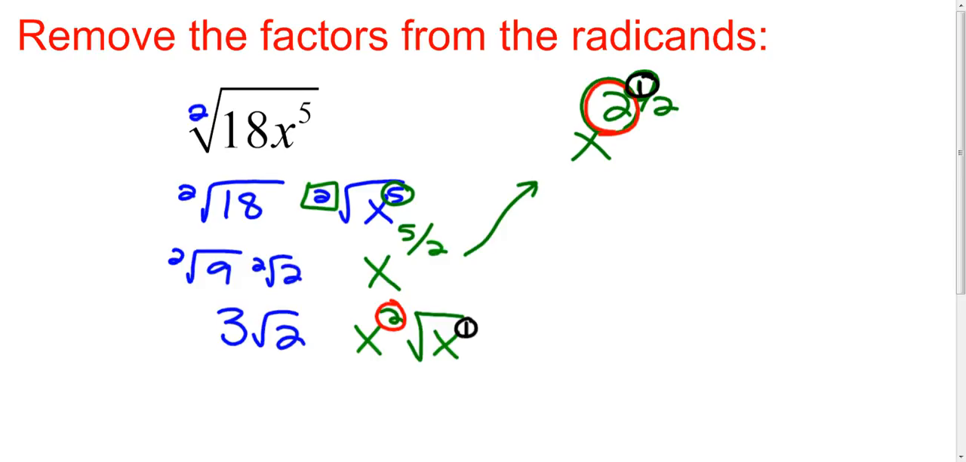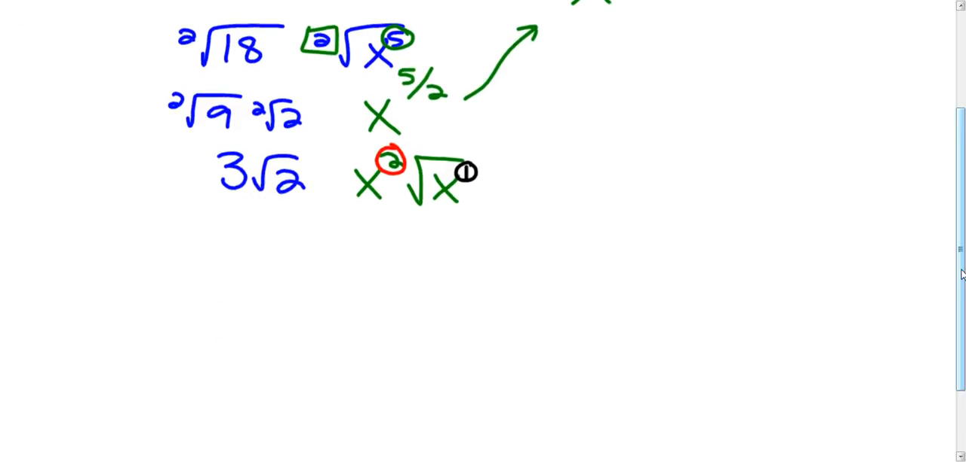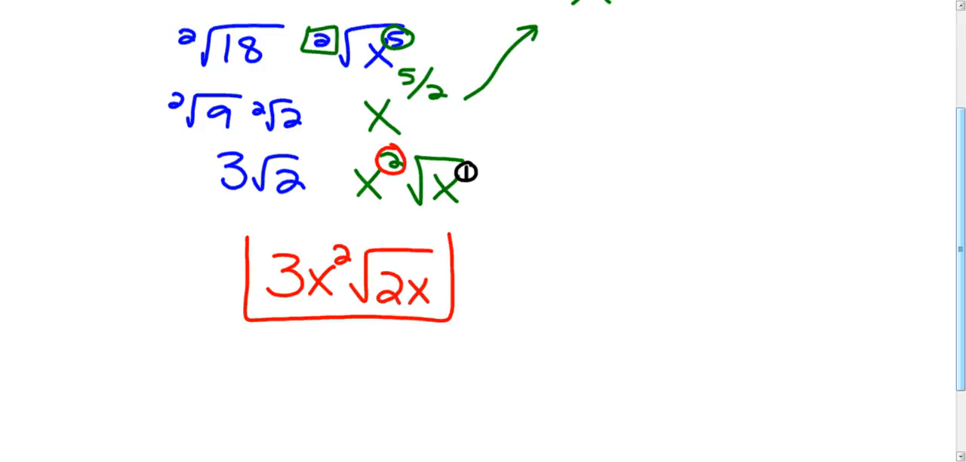I'm going to combine that. Some of you can do that all in one step, and if that's you, that is fabulous. I'm going to combine what's on the outside. So what's on the outside is a 3 and an x squared, and what's on the inside is a 2 and an x. Okay, and again, if you can do that in one step, that is fabulous.